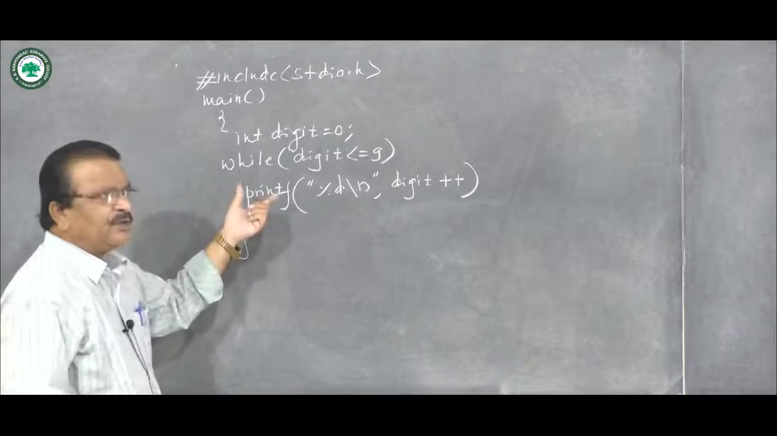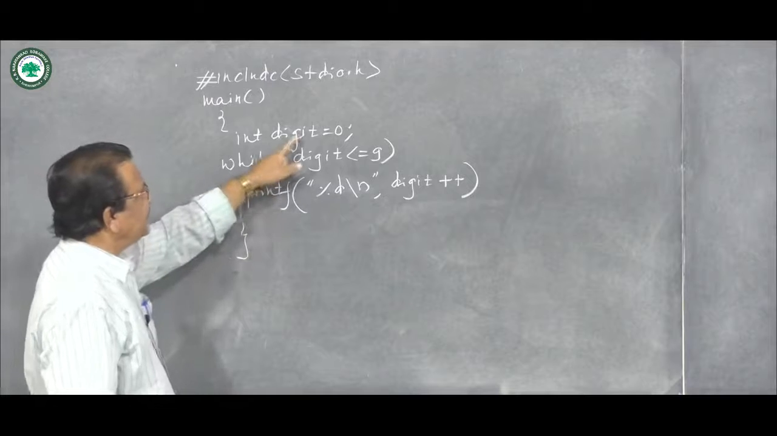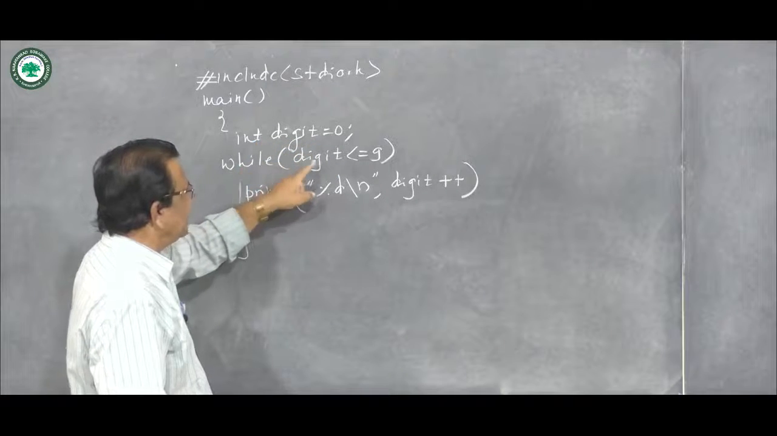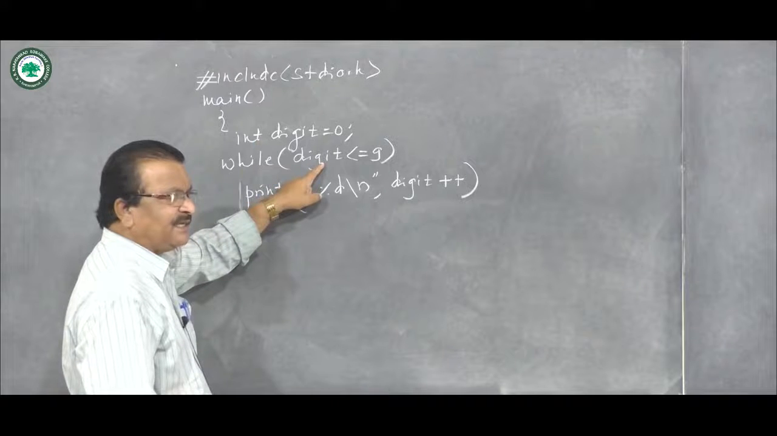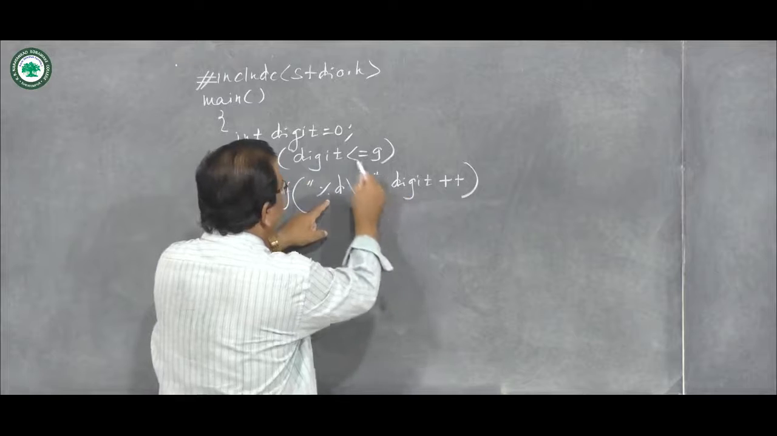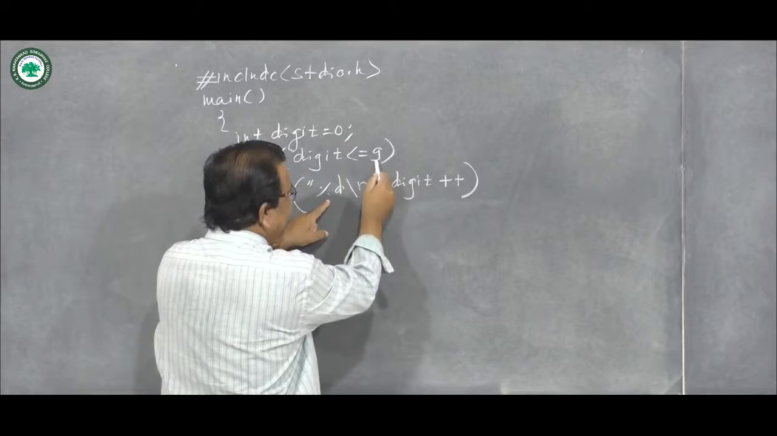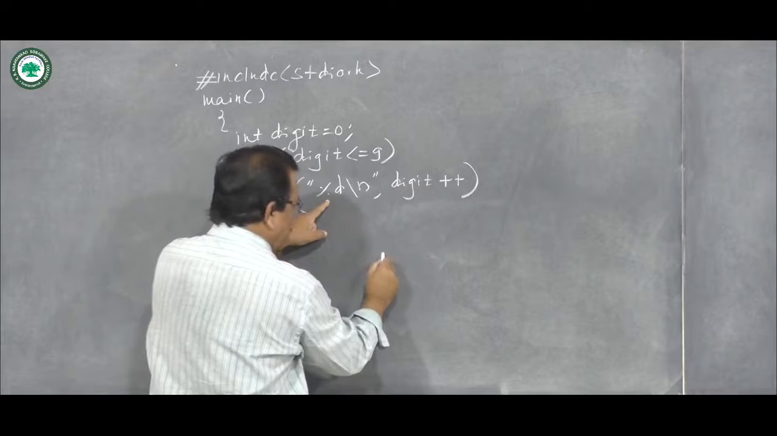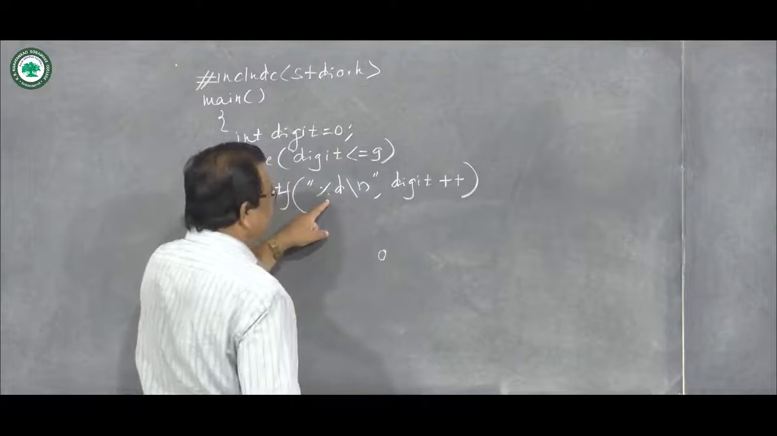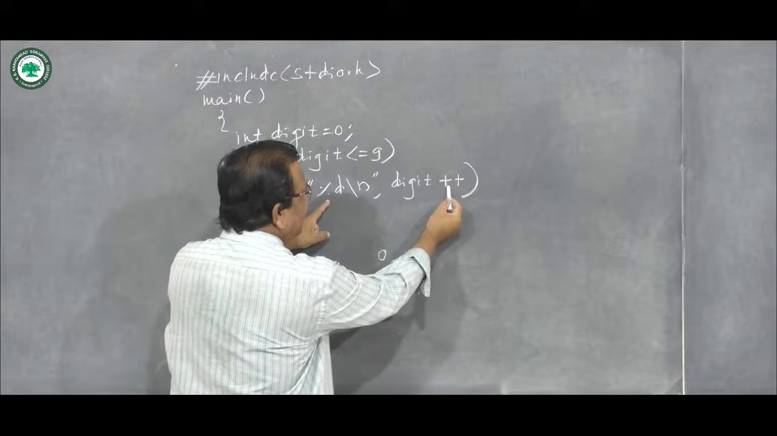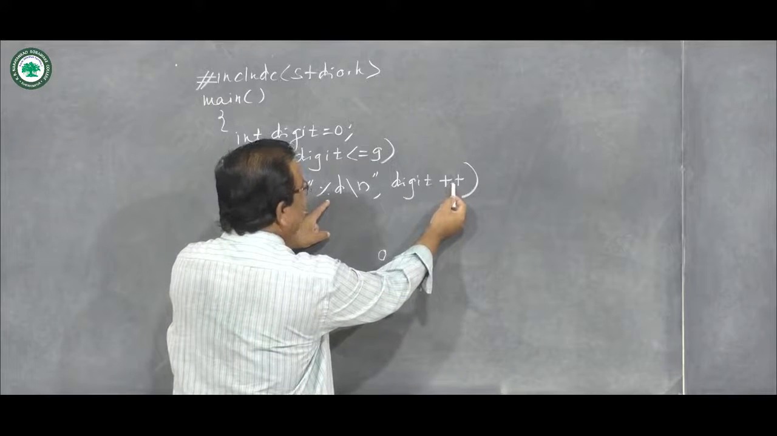So how will this particular program get executed? Digit will be declared as an integer and initialized to 0. This condition will be tested, and the condition is true. Then the current value of digit, 0, which is less than 9, will be printed in place of %d. So the output will be 0 printed on a line. And then it will get incremented, and the value of digit will become 1.